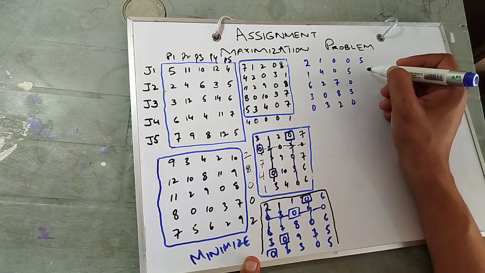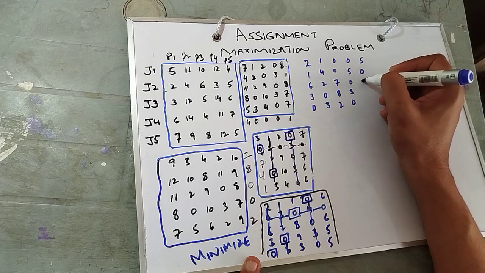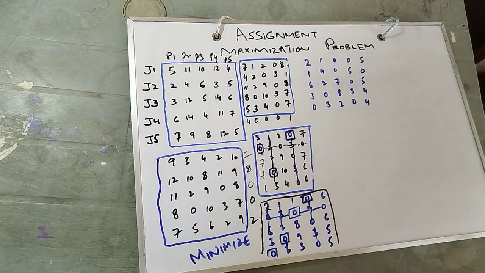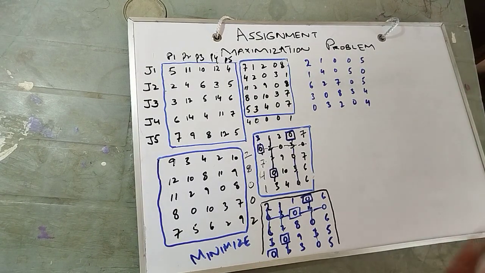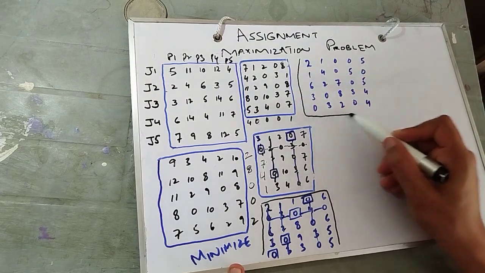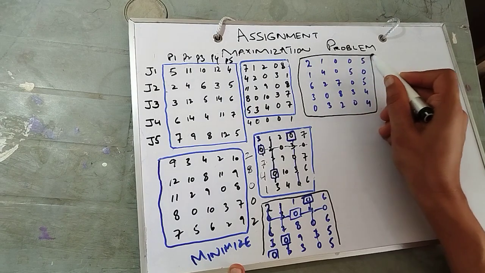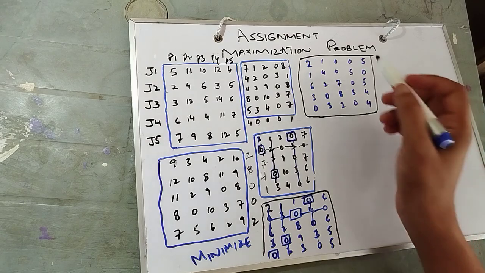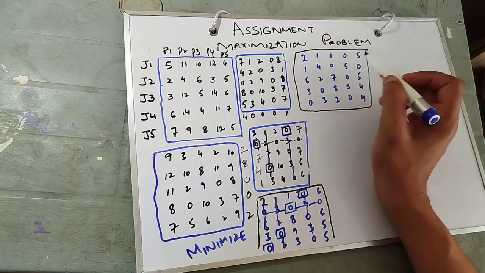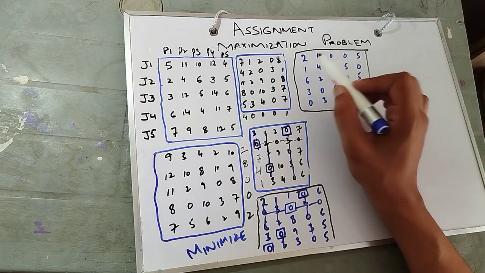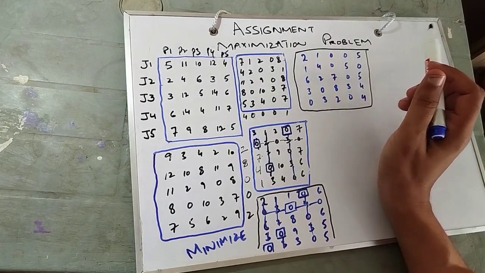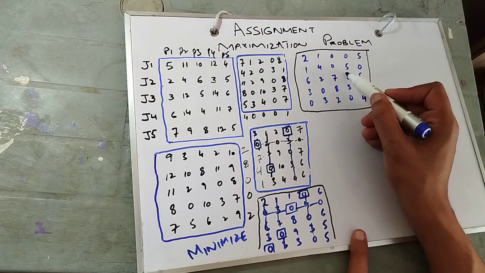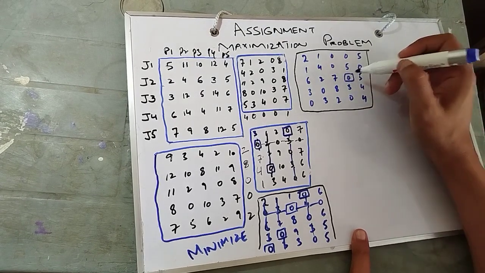5, 0 5, 4 4. Now you see another matrix is done. With this matrix, what we have found is multiple zeros. So let's start assignment again. In the first row there are 2 zeros, so we cannot assign. In the second we have 2 zeros, we cannot assign. In the third we have 1 zero, we can assign, and whenever we assign we have to cut.